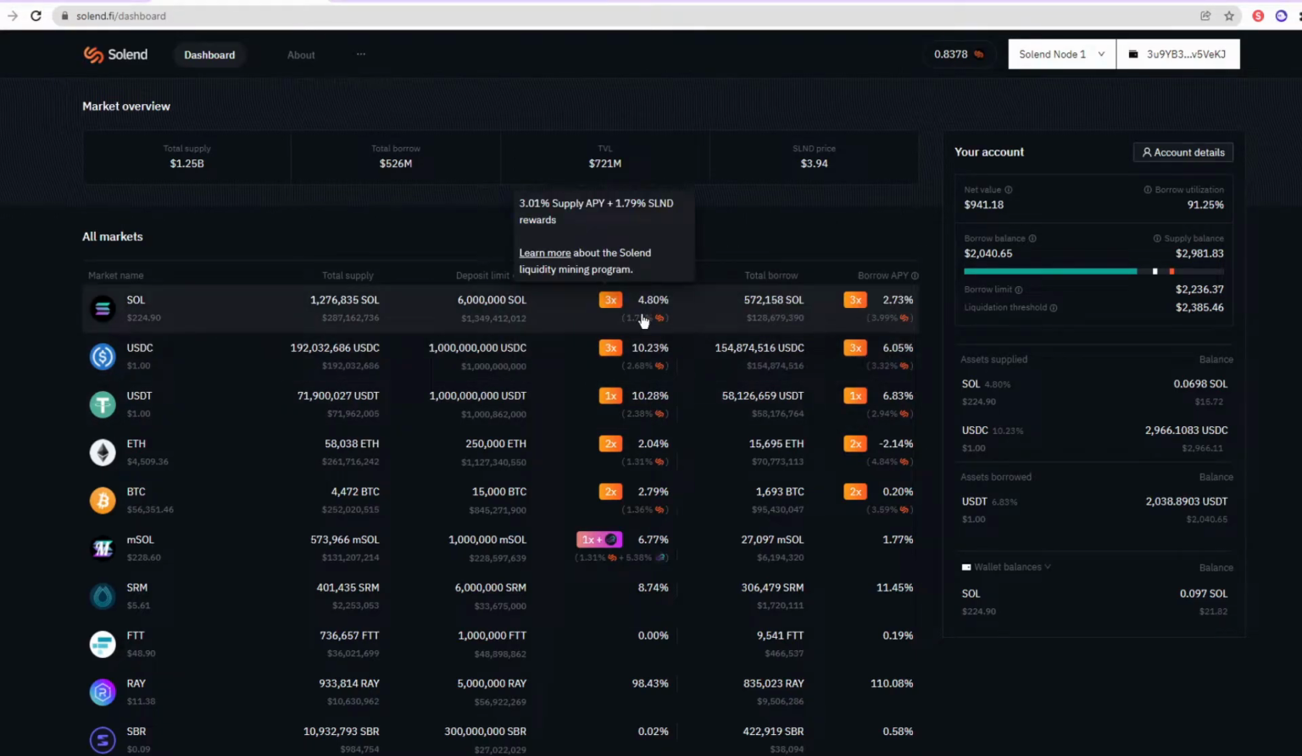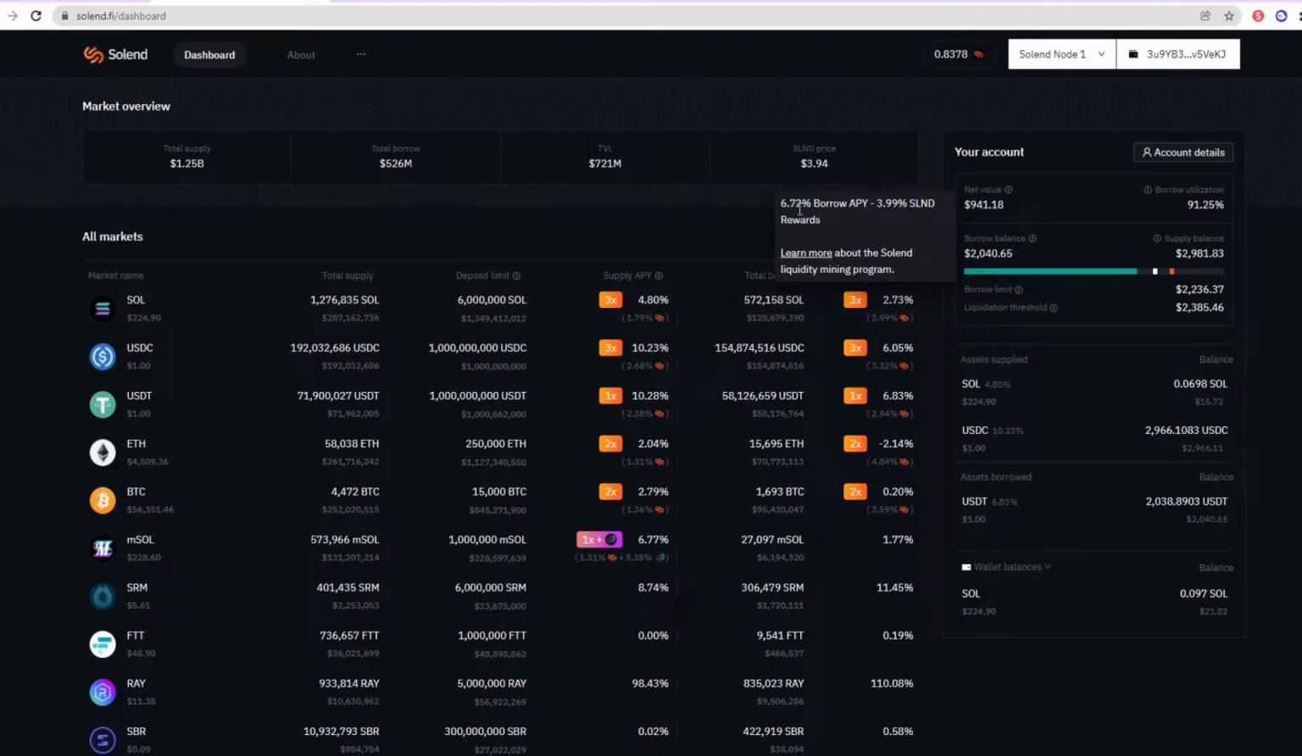When you supply, let's say you supply 1 Solana, you will actually earn 3% in Solana and 1.79% in Solend tokens. If you borrow Solana, you will pay a 6.72% interest, but you will earn 3.99% in Solend, which is why even though you are paying a 6% interest, it's only listed as 2.73%. They took the 6% that you're paying and deducted the 3.99% that you earn back in Solend tokens from the interest rate. That's why it looks so cheap here, but actually you are paying 6.72% and the rest comes back in Solend tokens.